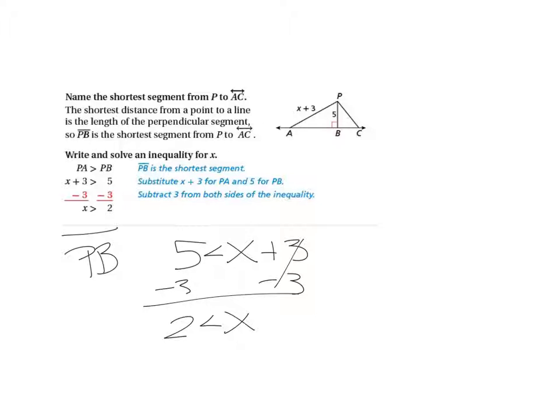Since PB is the shortest segment, then it must be less than, since it's got a value of 5, I put 5, it must be less than the longer segment of x plus 3. To solve for x, we subtract 3 from both sides. 2 is less than x. Now with an inequality, we need to have our variable first, and so we're taking this whole thing and flipping it around. 2 less than x would become x is greater than 2. We actually need to flip that inequality sign.